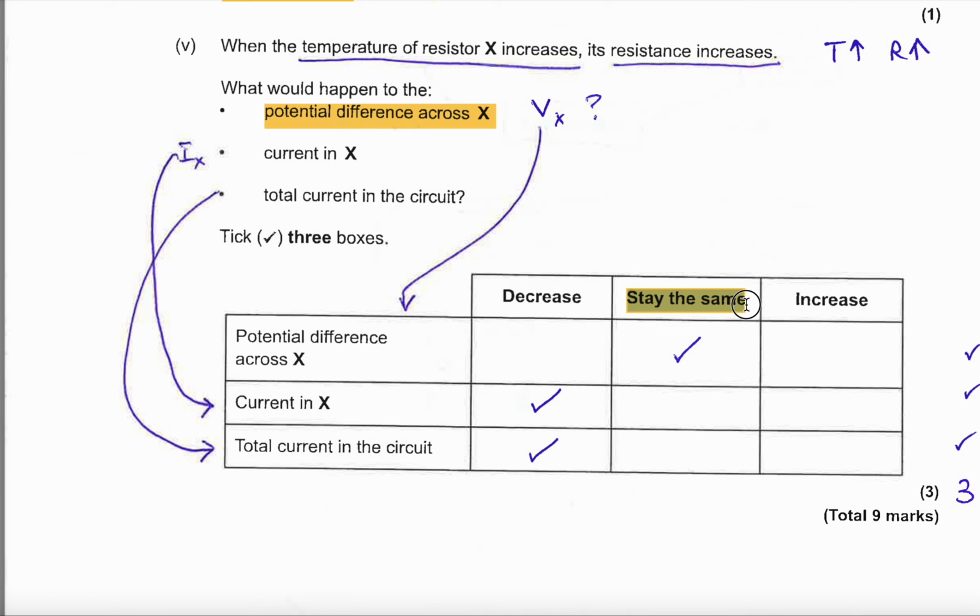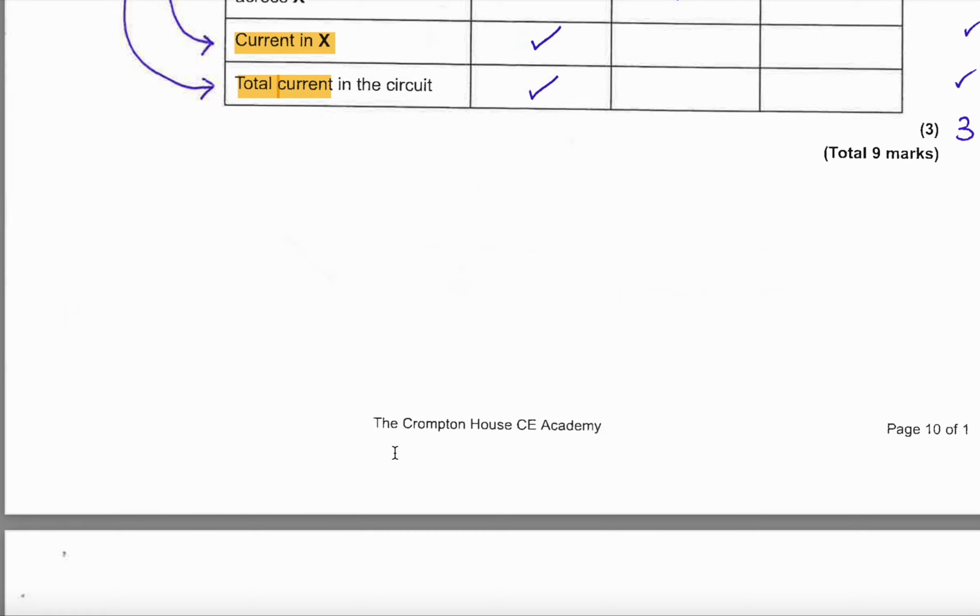So the potential difference across X stays the same. But the current, because the resistance is increased, the current will then decrease. If the resistance goes up, the voltage hasn't changed, that means the current must go down to keep the voltage the same. And of course, if the current has decreased, then the total current in the circuit will also decrease, okay? Because you have a higher resistance path, so it will take less current. So that's how you get those 3 marks.